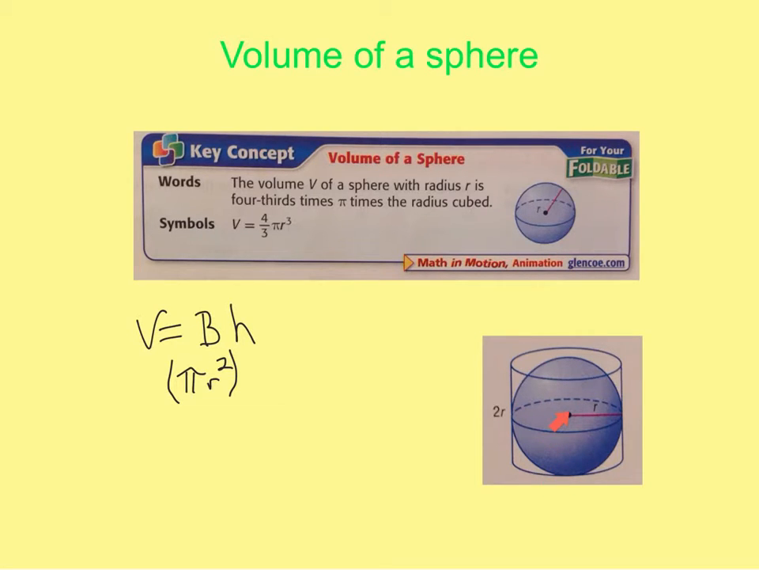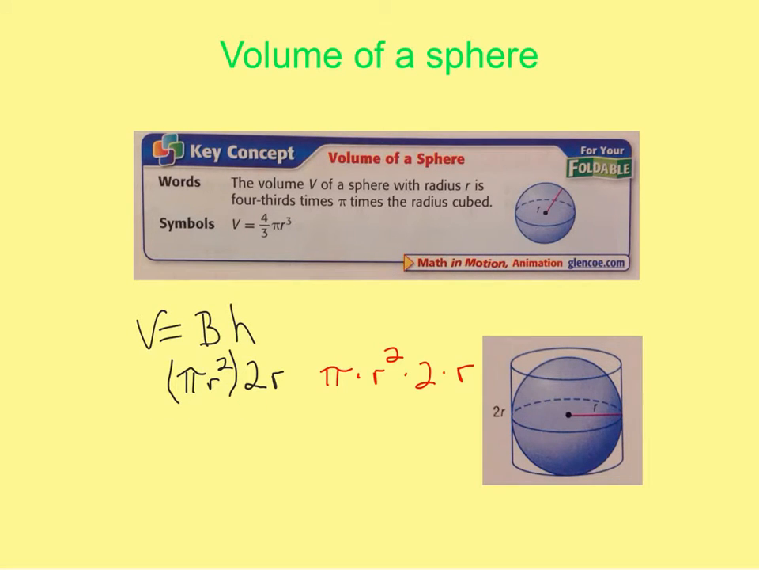So that would be the radius here. So then going up here, a cylinder would be twice the radius, right? You can kind of see that right here. The cylinder would go from the top point of the sphere to the bottom point of the sphere. So it's going to be 2 times the radius.